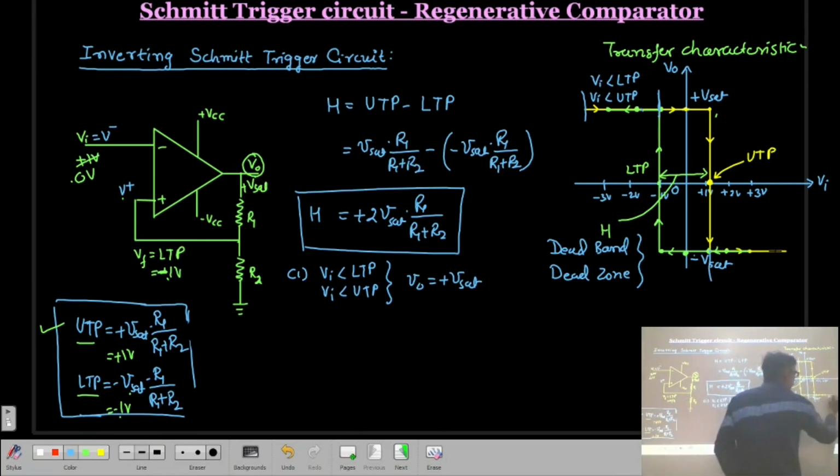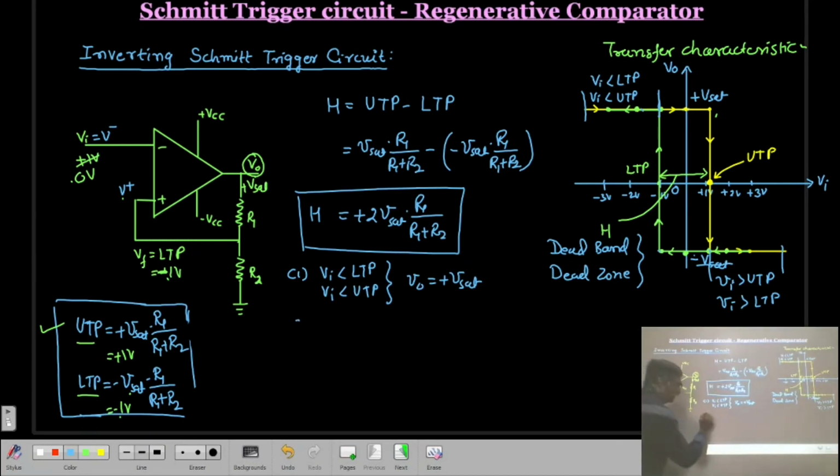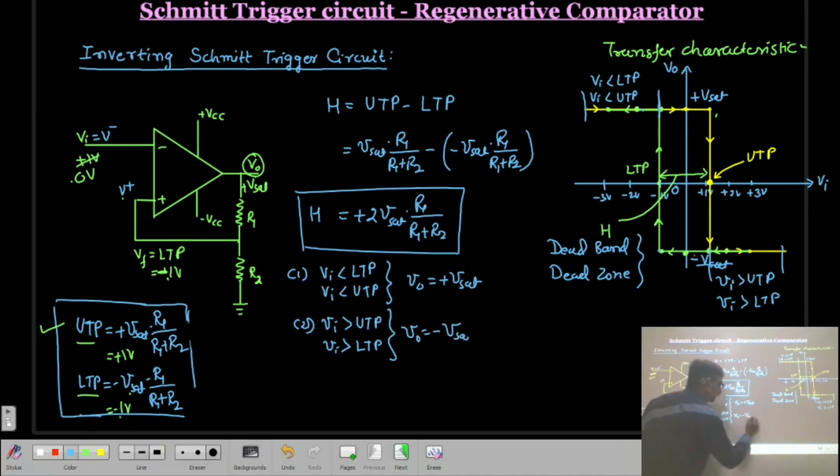Now here, in this region, the input voltage is greater than UTP as well as greater than LTP. So what is the output voltage? Minus V saturation. So the second thing you have to remember: if the input voltage is greater than UTP as well as greater than LTP, then definitely the output of the Schmitt trigger will be in minus V saturation.